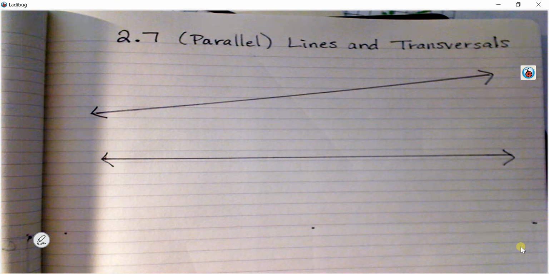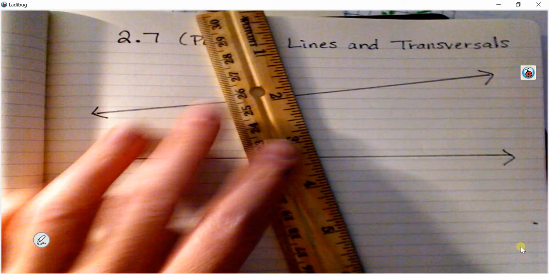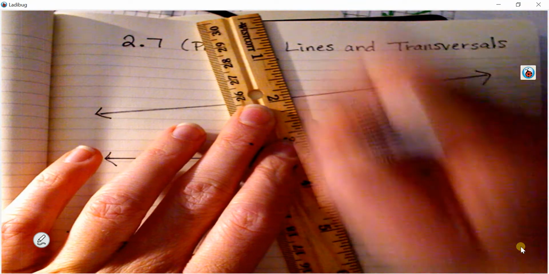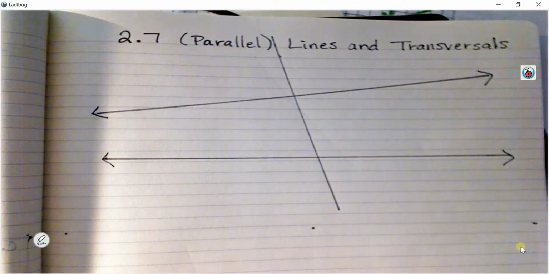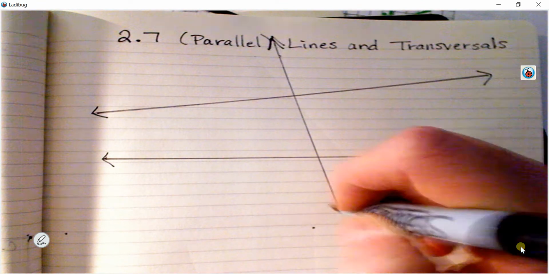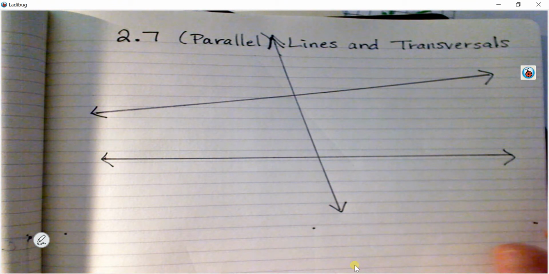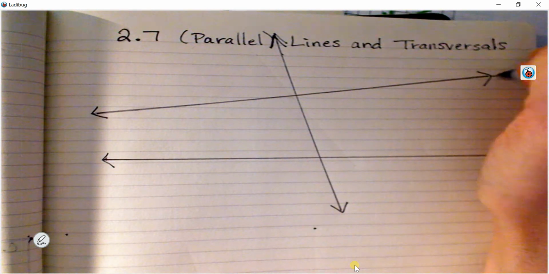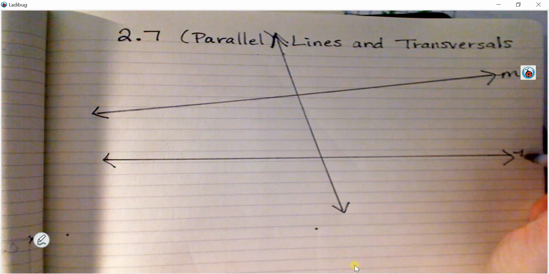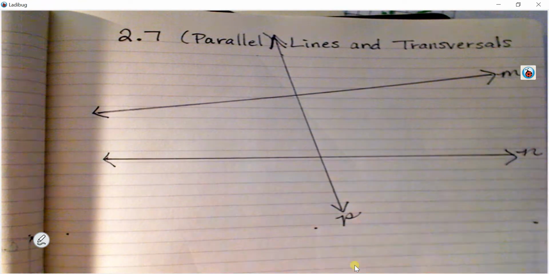And then I want a third line that's going to intersect those two. Okay. So here you get your three lines. Use your ruler to do it. And because I have three lines, I'm going to name those lines. So we name lines with lowercase cursive letters. So one can be line M, one can be line N, and let's just call the other one line P.